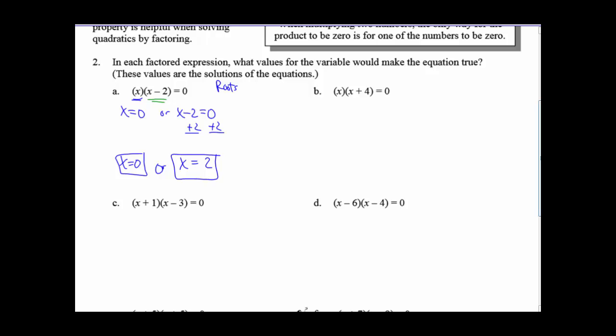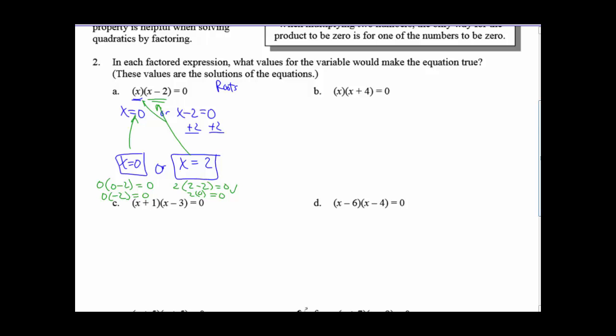So if we plug in 2 for x, we should get an answer of 0. Or if we plug in 0, well, let's plug in 0. You get 0 times 0 minus 2 should equal 0. 0 times negative 2 equals 0. Correct. If we plug in 2, we get 2 times 2 minus 2 equals 0. 2 times 0 equals 0. So both answers will become 0.